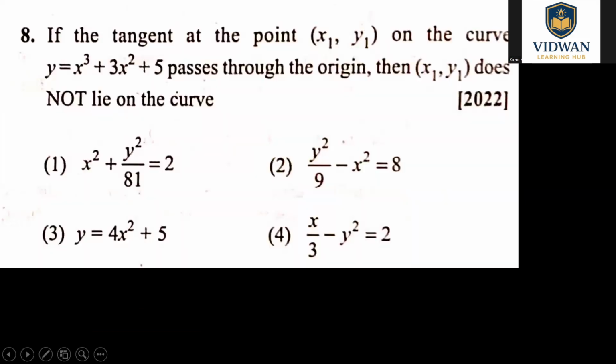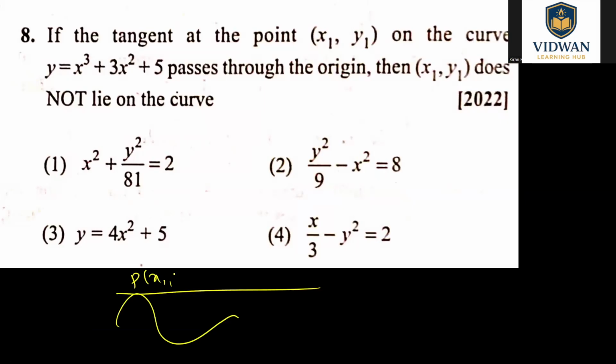So then we have this question. If the tangent at P on the curve passes through the origin, then x1, y1 does not lie on the curve. So some random curve is given. So let us draw it randomly. The tangent at P x1, y1 is passing through origin. Then x1, y1 does not lie on which curve? So basically you find out the locus of x1, y1 and you can verify.